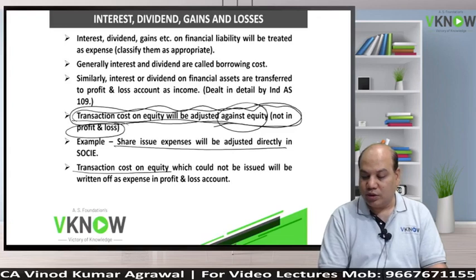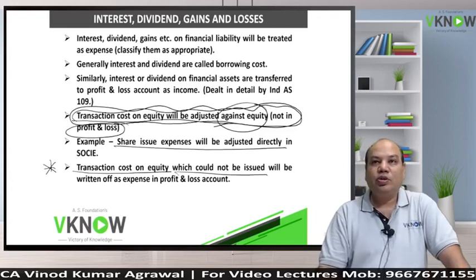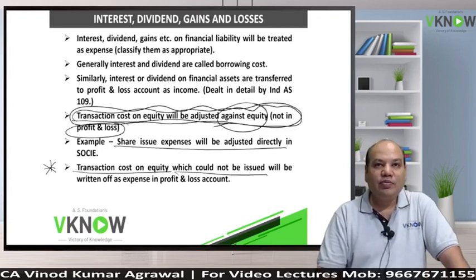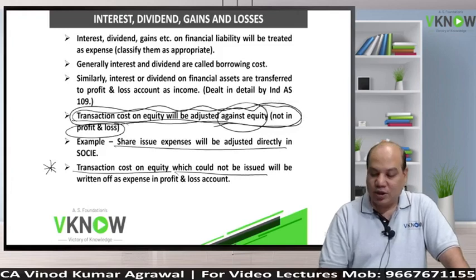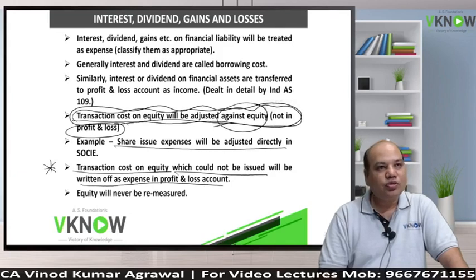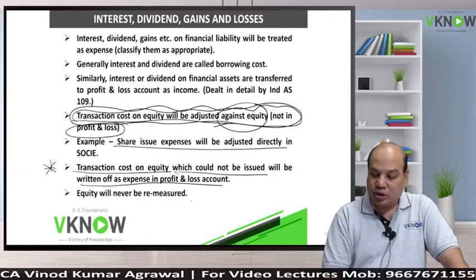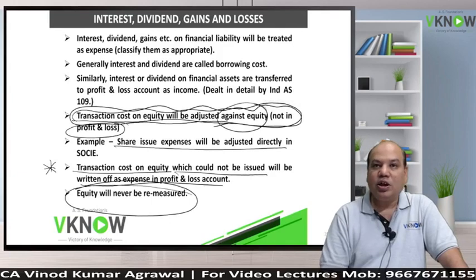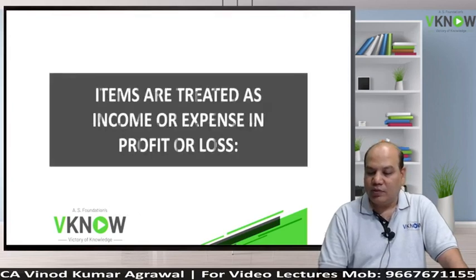Transaction cost on equity, again an interesting point, which could not be issued. If you can't issue the equity share, then the transaction cost will be transferred to the P&L account. But if you have issued any equity instrument, the transaction cost will not be charged to the P&L account. It will be shown in SOCIE as a deduction. Another thing you should know: equity instruments are never remeasured. Equity instruments are not remeasured. That means they will not be fair valued.